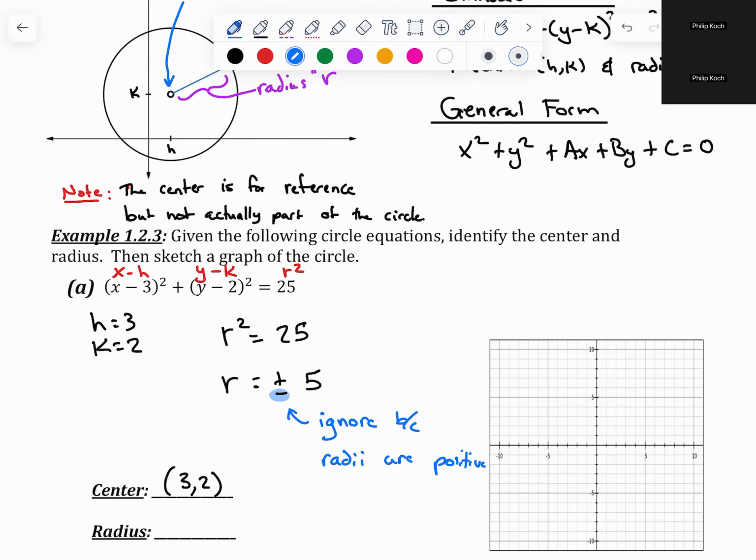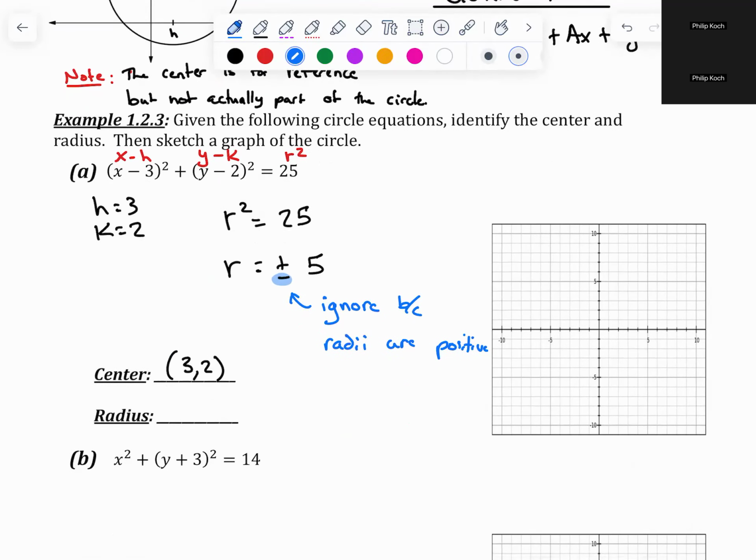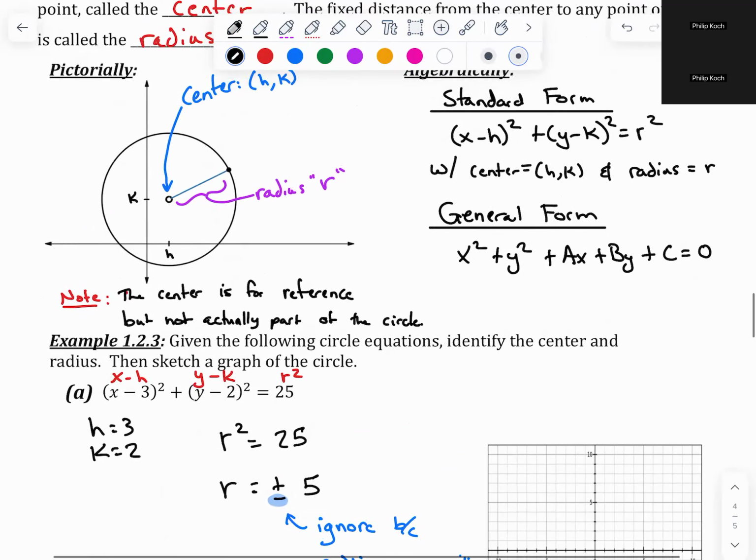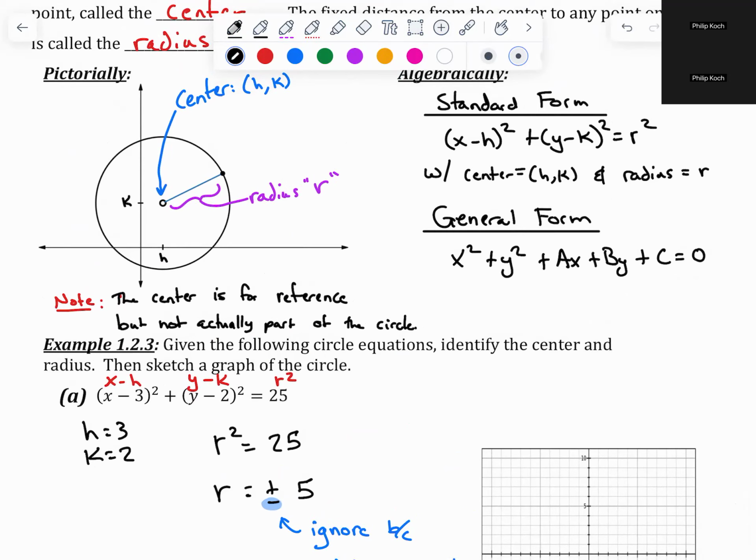So yes, to solve r squared equals 25, you take the square root of both sides, which would give you the plus or minus, but we're going to ignore the negative case because we're dealing with an intrinsically positive idea. Radii are positive. So the radius is 5. Not 25, it's 5, because the formula is equals r squared, the radius squared.